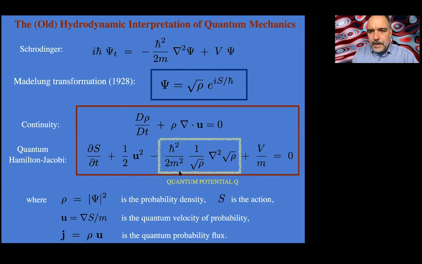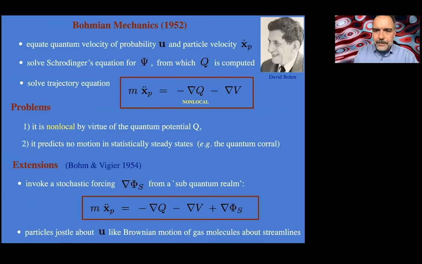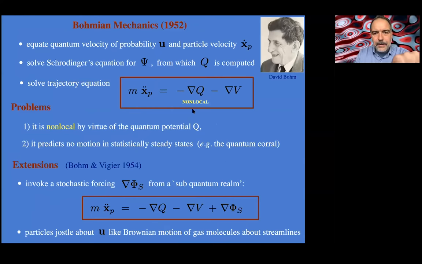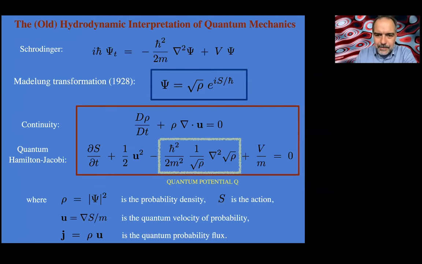In order to get a trajectory, what Bohm did is he said, okay, well let's imagine the particle moves at this quantum velocity of probability, given here. So if that's the case, then the trajectory equation is this. So the particle moves in response to gradients in the quantum potential and any applied classical potential. What's funny about this is that this quantum potential is defined entirely in terms of the statistics of the system.